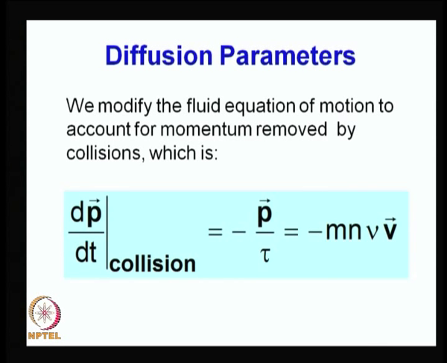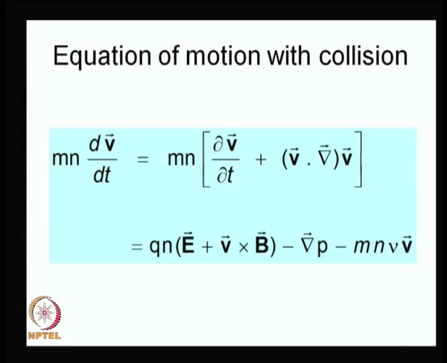For introducing the diffusion parameters in collisional plasmas, we have to account for the momentum removed due to collisions. So, we have to modify the fluid equation of motion, and the momentum that is removed by collisions is given by this equation: dp upon dt is equal to minus p upon tau is equal to minus m n nu v. Nu comes from 1 upon tau. When we write this collision term in the equation of motion, the equation of motion becomes this: m n dv by dt is equal to m n (del v by del t plus v dot del v), the convective term, and in the presence of electric and magnetic fields and the pressure gradient, we have to add the collisional term.